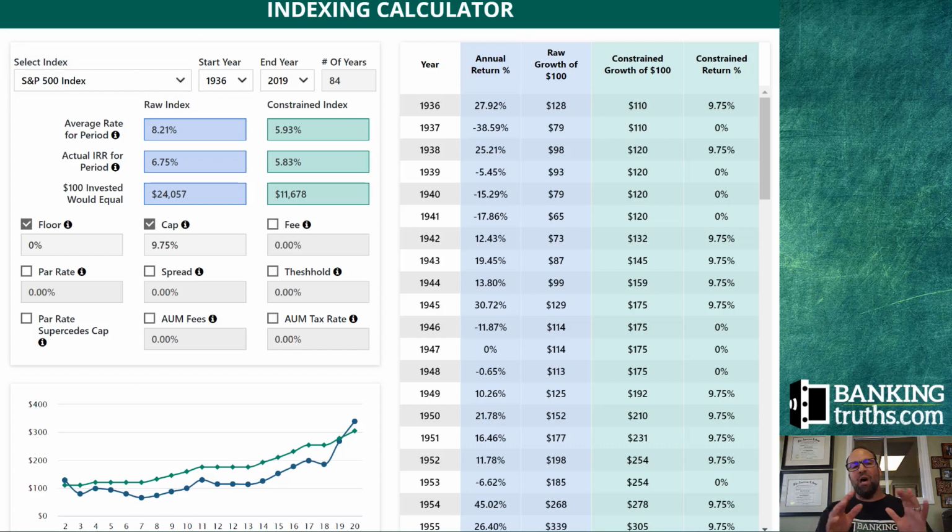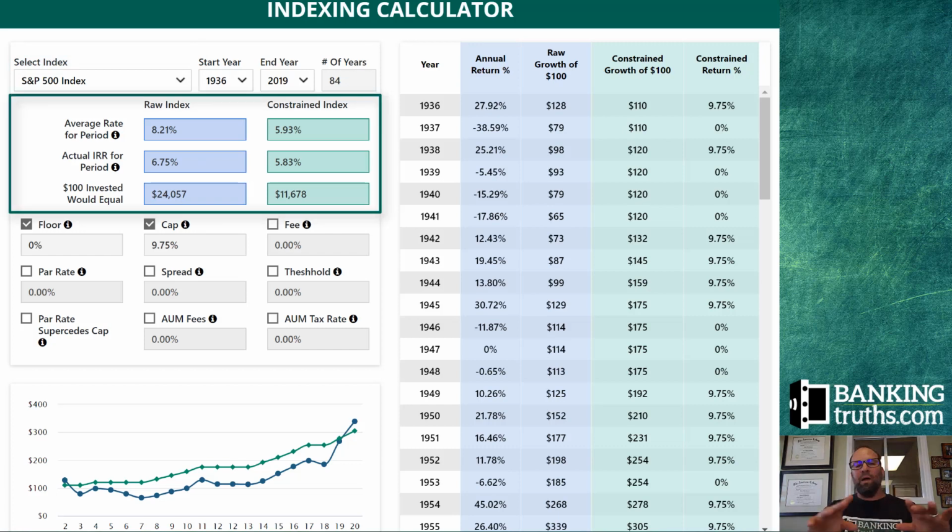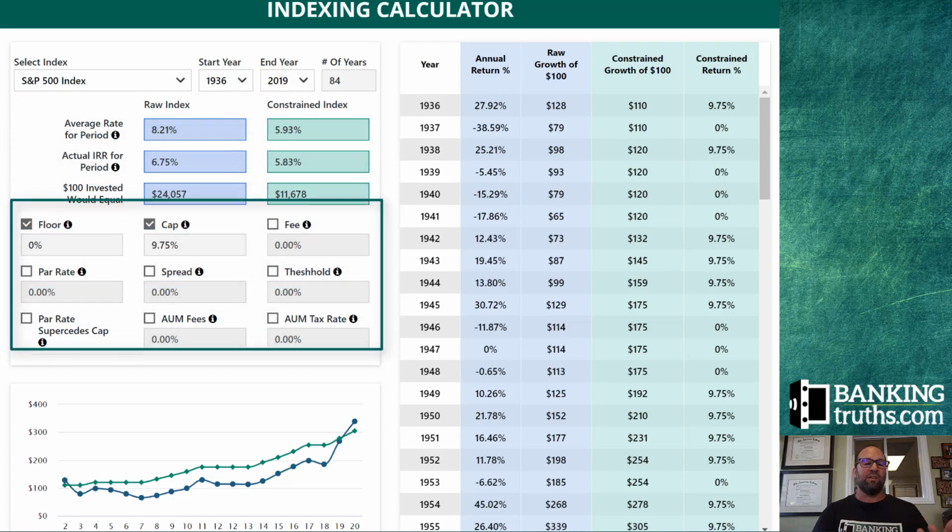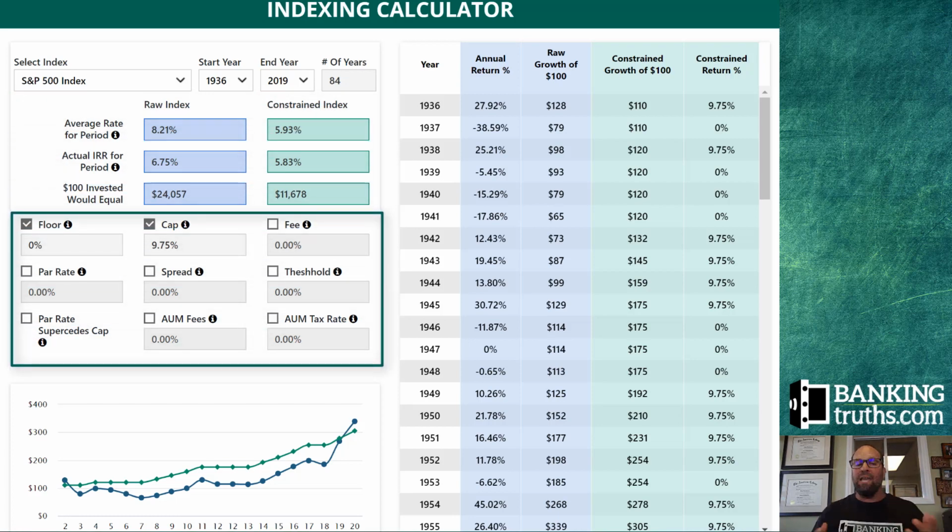What you have under the index are what the averages are, and the blue is going to be the raw market, in this case the S&P, and the green is going to be when we add the constraints that are below that. And you can see we have a 0% floor, a 9.75 cap, which is about average these days. Some caps are lower, some are a little bit higher, but most carriers are saying, with today's options pricing, because volatility went up, the cost of options get more expensive.